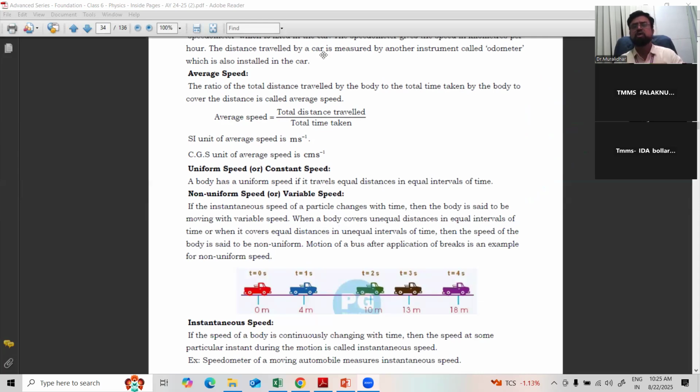So this speed also, there are different types of speeds. Uniform speed, non-uniform speed, average speed, and instantaneous speed. So average speed, you can see.